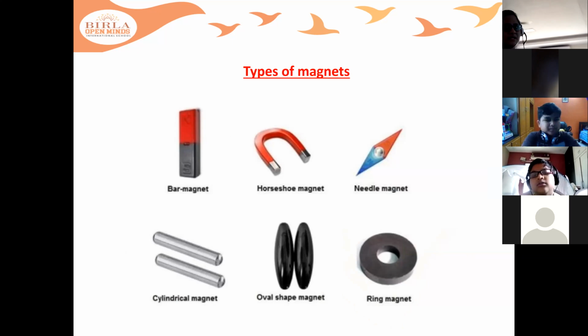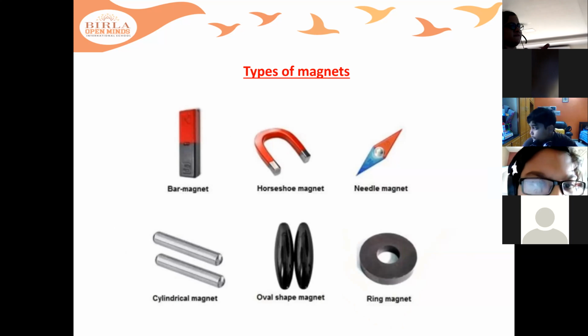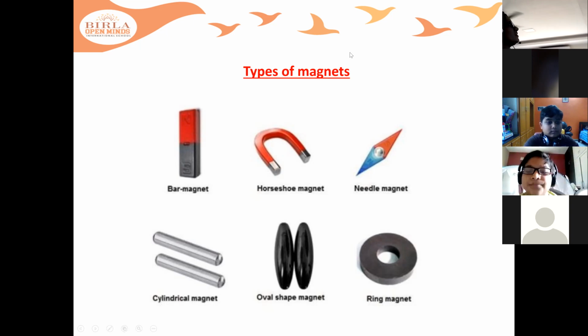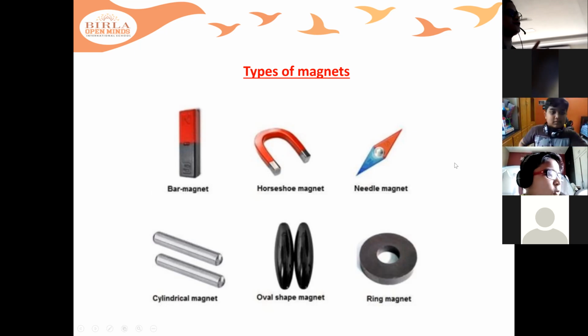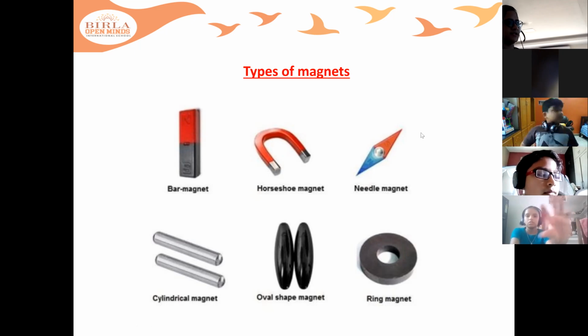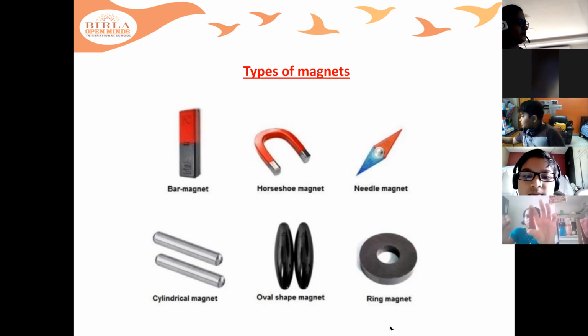There are bar magnet, horseshoe magnet, needle magnet, cylindrical magnet, oval shaped magnet, ring magnet. We have all seen in our daily life, like how Lasya was showing me a magnet. We have all seen a bar magnet. It's easily available. If you look at a bar magnet, it has two poles, north and south poles, isn't it?